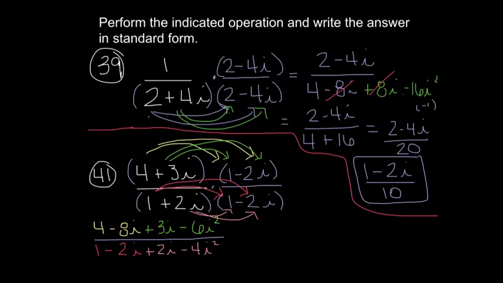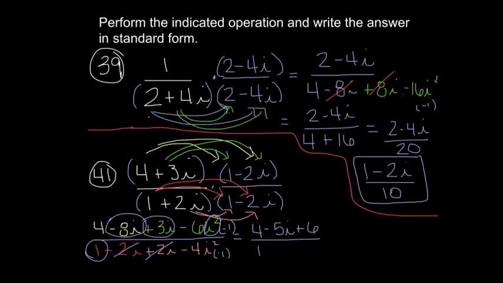If I clean all this up a little bit, let's see, I have in the numerator 4 minus 8i plus 3i is minus 5i, and then this i squared is equal to negative 1, so that's minus 6 times negative 1, which is the same as plus 6. In the denominator, my minus 2i and plus 2i cancel each other out, so I have this 1, and then I have minus 4i squared, but again, i squared is negative 1, so this is like minus 4 times negative 1, which is plus 4.